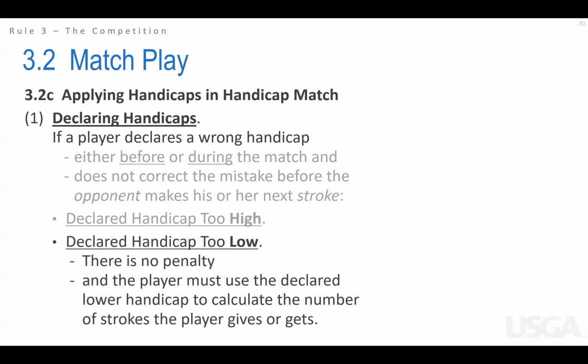If they're declaring a handicap that's too low, which I have no idea why you do this, you're just jibbing yourself out of strokes from a net match. There's no penalty, but you've got to use that declared number of strokes that you gave your opponent.